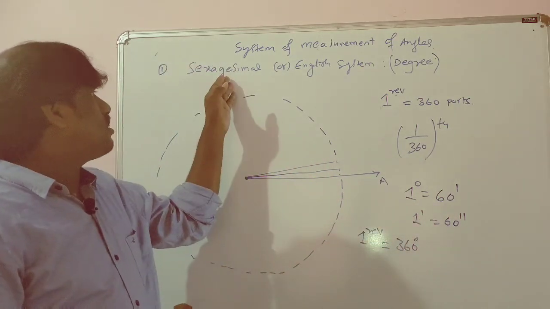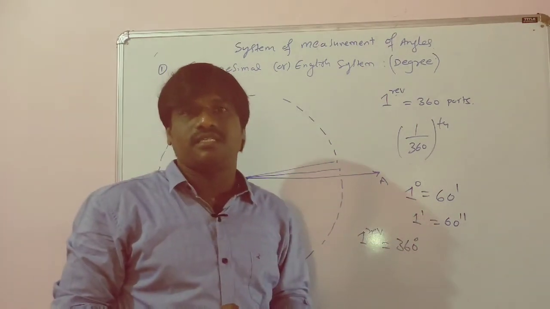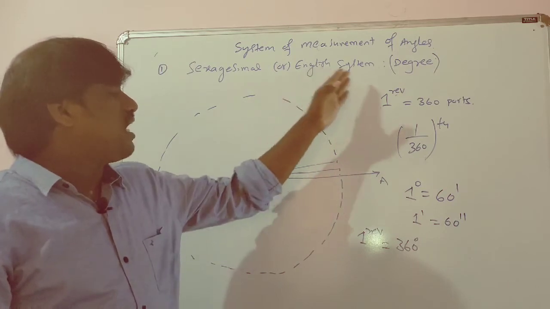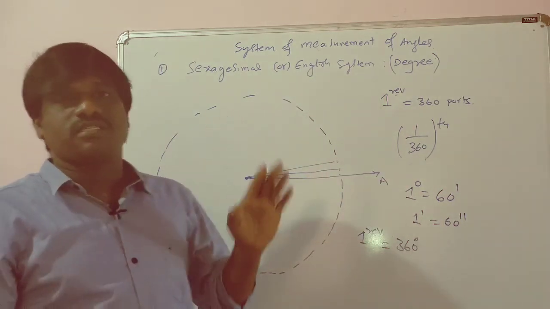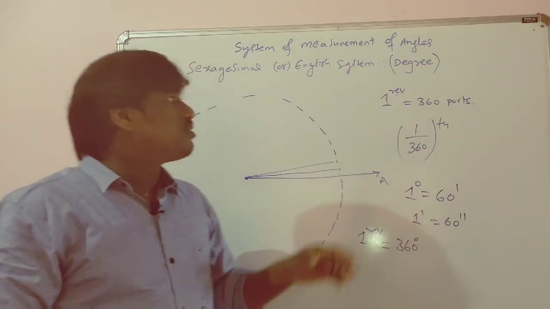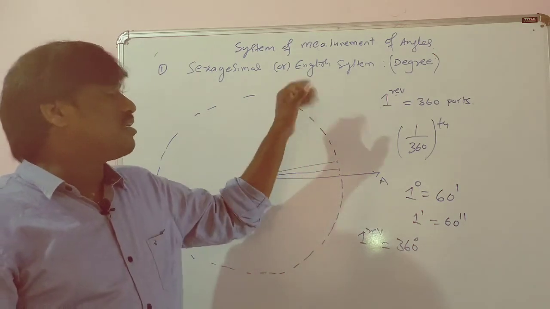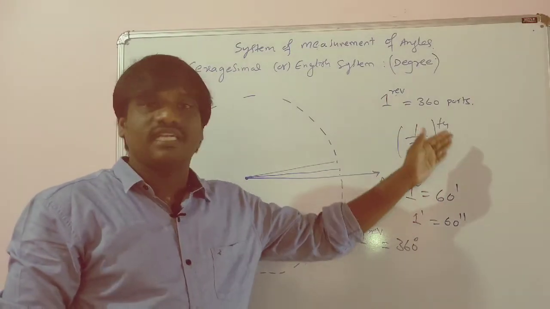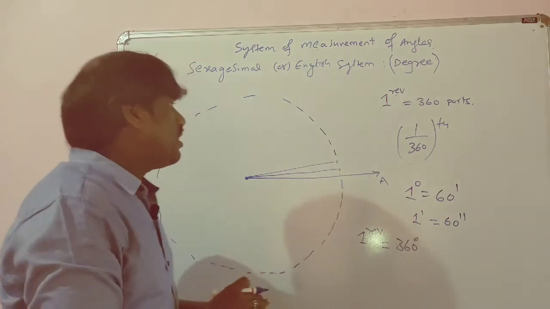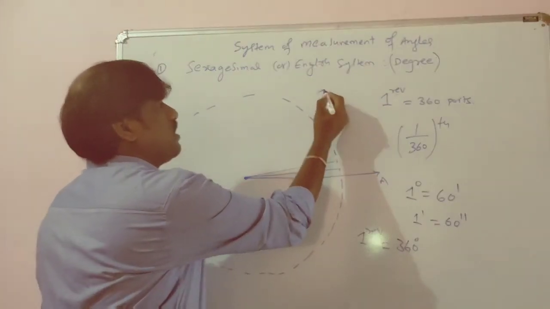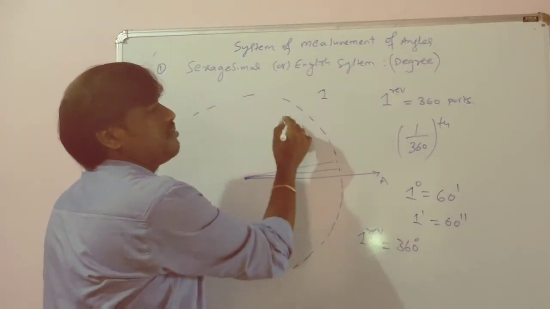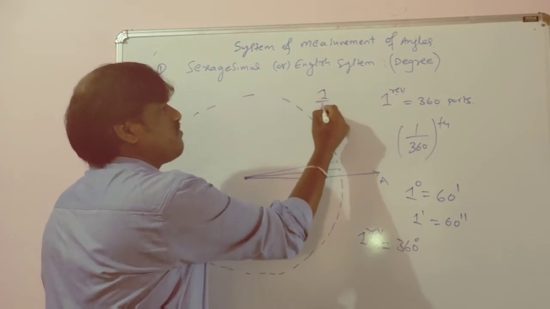That is the reason this is also called the sexagesimal system. So this is the first measurement of an angle, the measurement in degrees. What you understood here is, 1/4 of a revolution will be how much? 1/4 of a revolution.